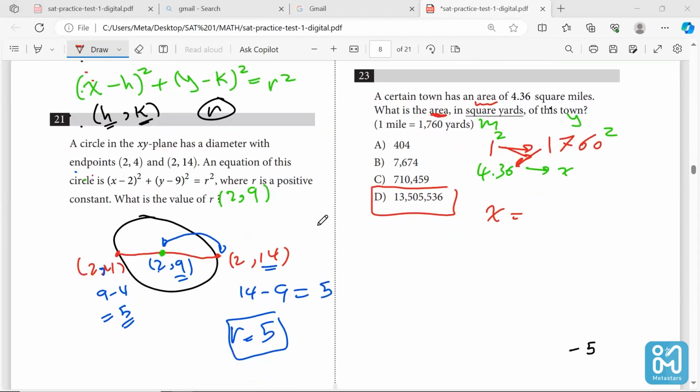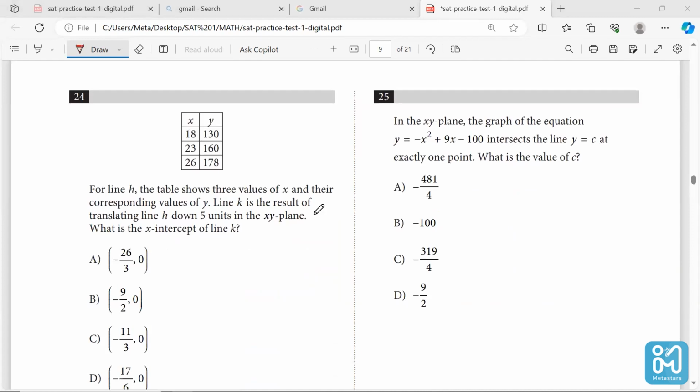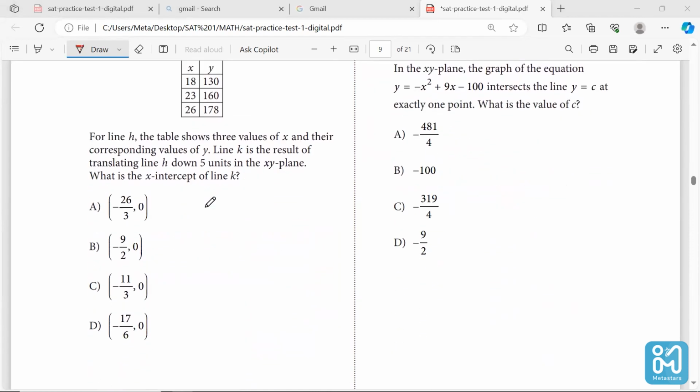Okay. Now, let's see another question here. I have a table. For line H, the table shows three values of x and their corresponding values of y. Line K is the result of translating line H down 5 units. This means for this table, I'm going to subtract 5 units down. And I ask you, what is the x-intercept? Before we do anything, I need you to find the equation of this line. Then I'm going to translate.